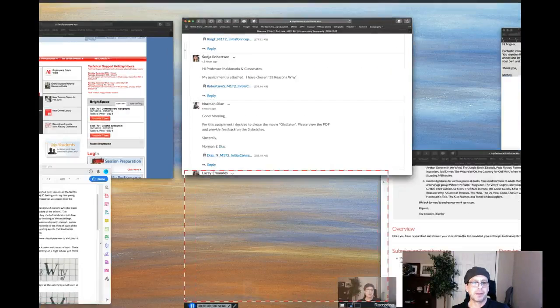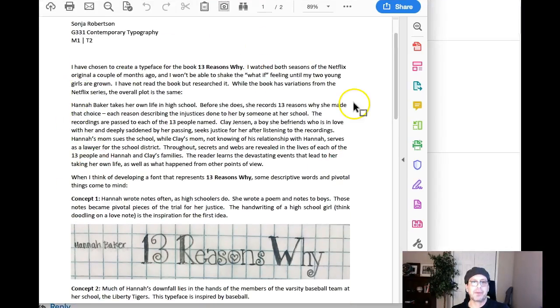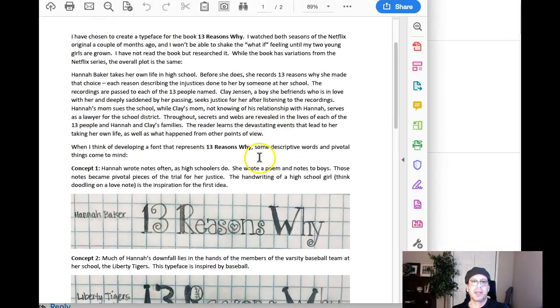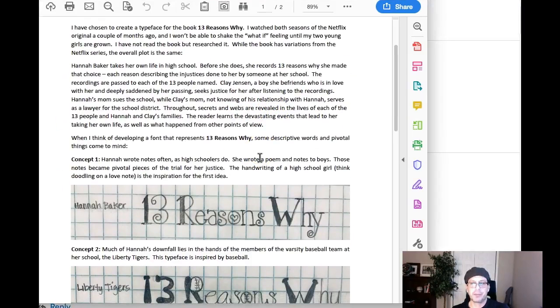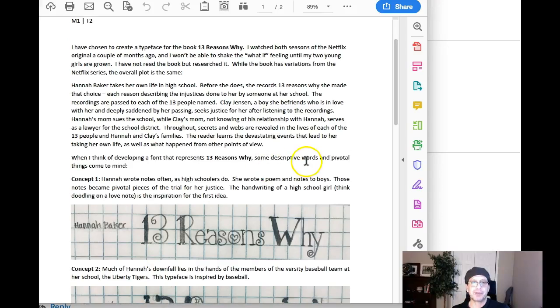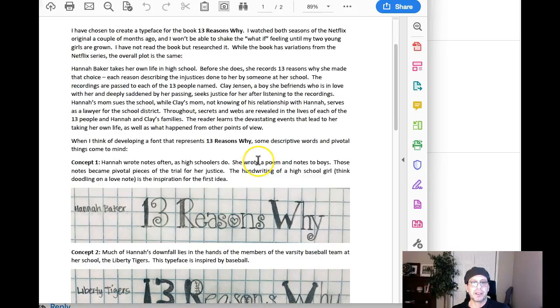13 Reasons Why. Let's go ahead and take a look. Good job setting up the story itself. I think there's plenty of information here for even someone who's not familiar with the story to really get some really good feedback to you regarding your choices and how they correspond to the setting of the story itself.